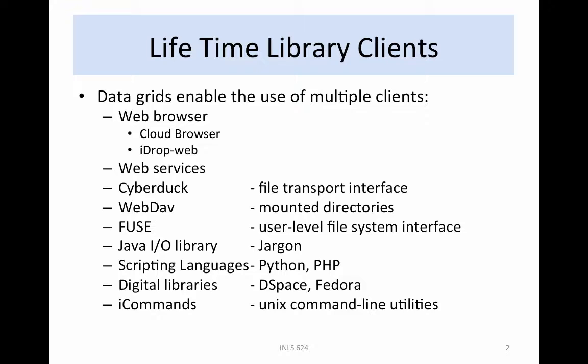Jargon is a Java I/O library that provides a native Java implementation of the iRODS protocol. Scripting languages such as Python and PHP can access files in the data grid. Digital libraries can access the data grid through the ModeShape protocol. And Unix I commands are the most powerful interface, providing support for bulk operations, rule execution, and administration.